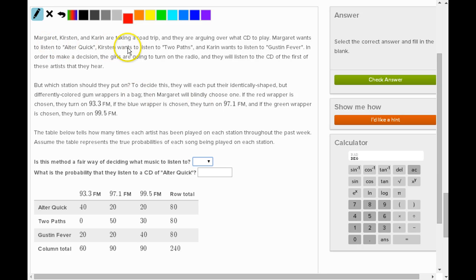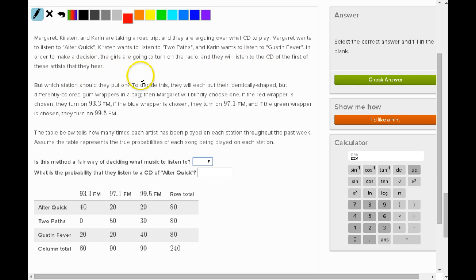Here we go. Margaret, Kristen, and Karen are taking a road trip. They're arguing over what CD to play. Margaret wants to listen to Alter Quick. Kristen wants Two Paths, and Karen wants Gustin Fever. Okay, Gustin Fever. In order to make a decision, the girls are going to turn on the radio.